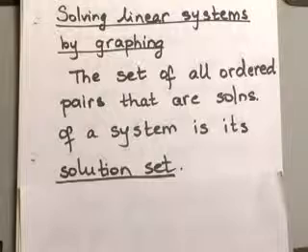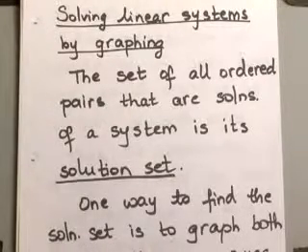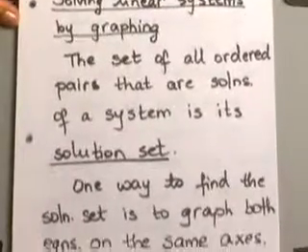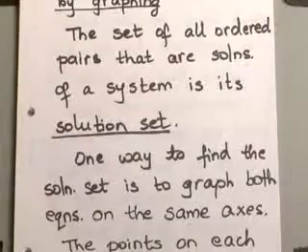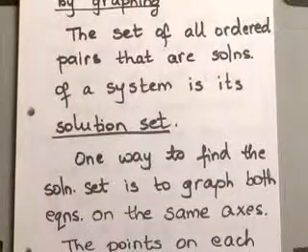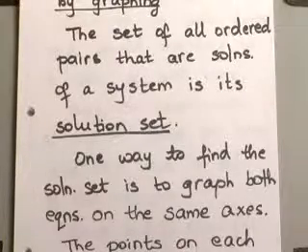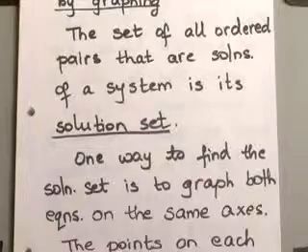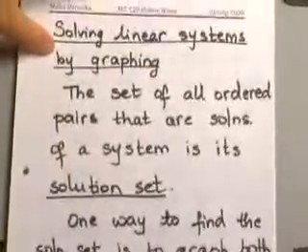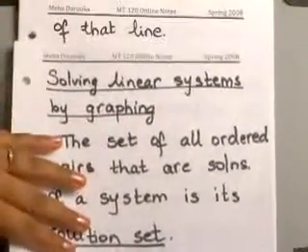Now the one thing you have to keep in mind is when we are graphing these solution sets on our equations, the first thing you will do is graph them on the same axis. You don't want to make two separate graphs. You will put them on the same axis plane. The points on your line for each of these equations will satisfy the equation. All the points on your line are your solutions to that given line.